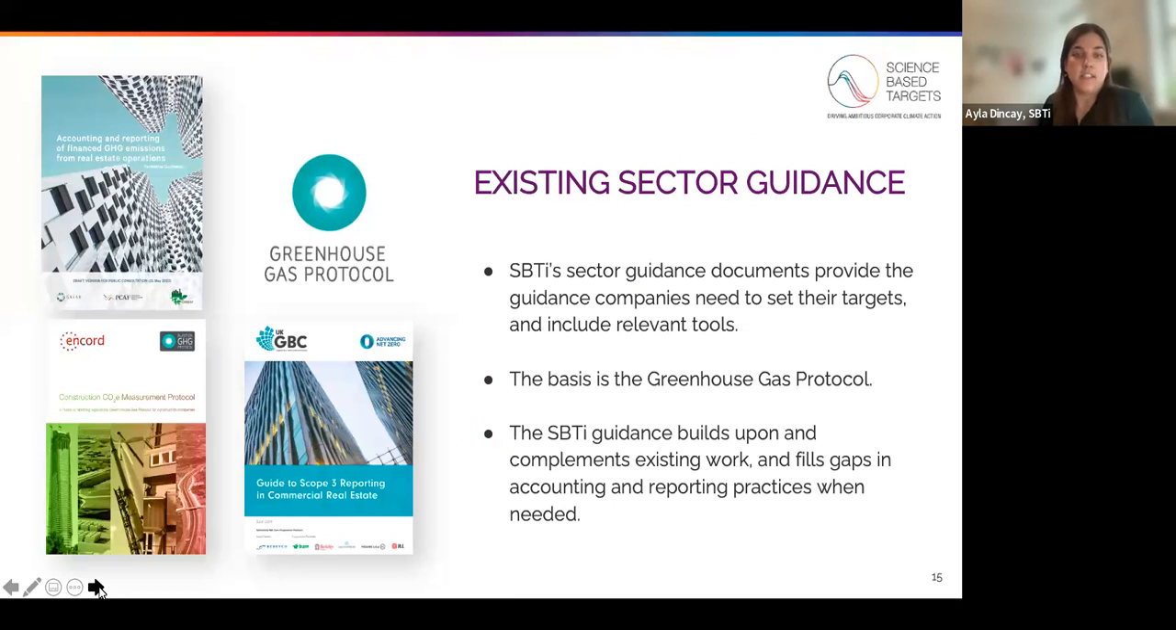SBTi's sector guidance documents provide guidance companies need to set their targets and include relevant tools to support in GHG accounting, target setting, and evidence needed for validation. The basis of the building sector guidance is the Greenhouse Gas Protocol, as well as the SBTi general criteria. We don't want to reinvent the wheel, and therefore we have also used existing accounting guidance published in and for the sector.